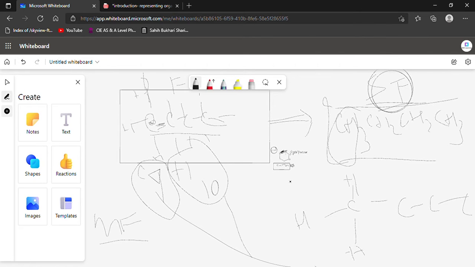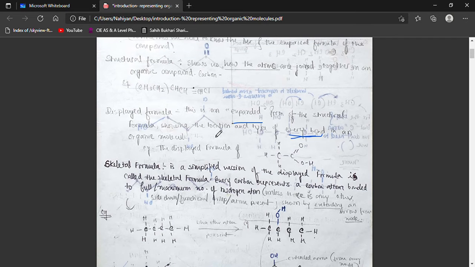Among them, the structural formula is mostly used. You can have all the areas together. You can see the number of atoms. You can see how they are structured, everything in one formula. So structural formula is mostly used.